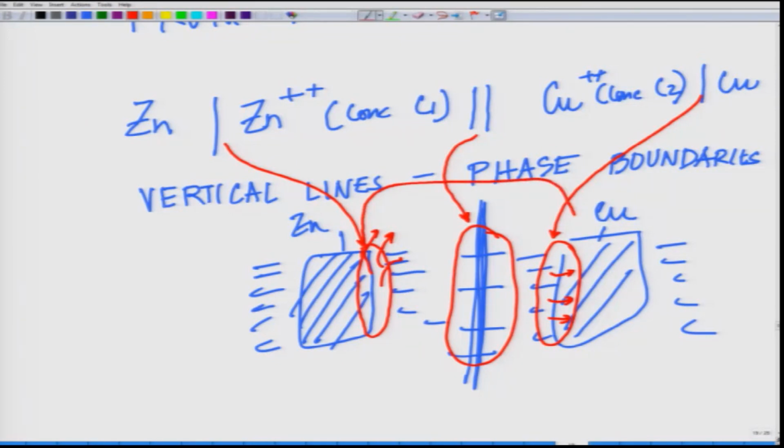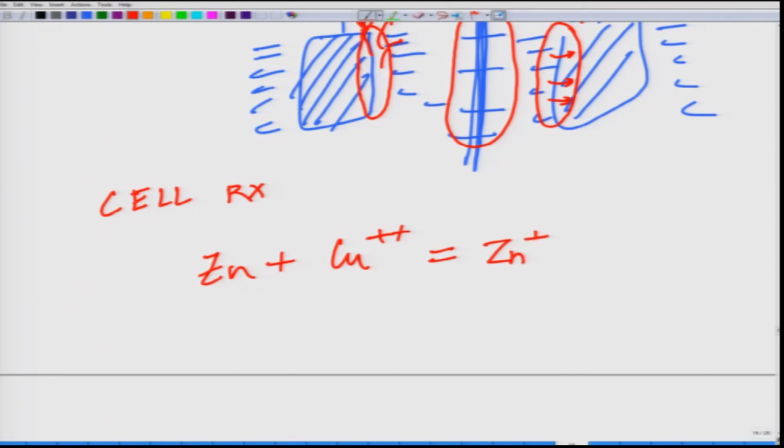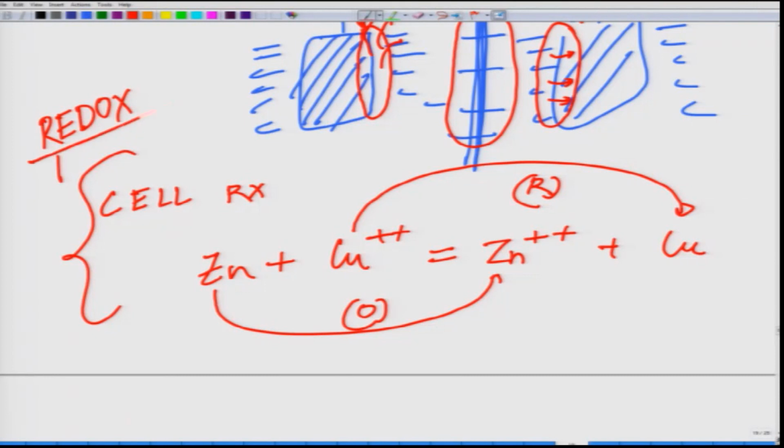When we are connecting this, this is the way you indicate the reaction, and the real reaction, the electrochemical cell reaction, is like this. You have zinc plus Cu2+, equal to Zn2+ from zinc getting oxidized, plus copper. Zinc here went through an oxidation, copper went through a reduction, and this is what the whole redox chemistry is all about.